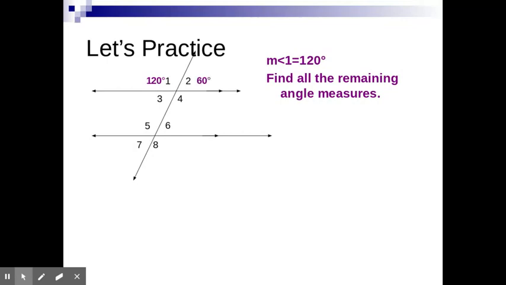So from what they give us, how would we know angle 2 is 60? You would say angle 2 is 60 because 1 and 2 are supplementary. So they have to add up to 180. So 180 minus 120 is 60. And then let's say it tells us what angle 3 is. Well, if angle 2 is 60, then angle 3 is 60.